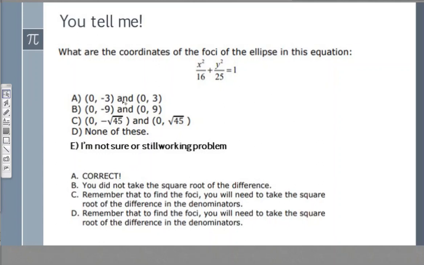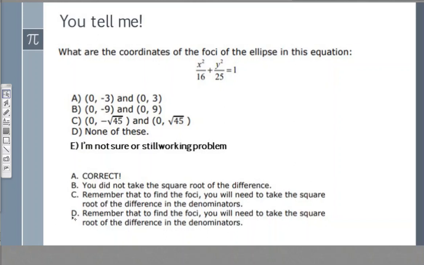B says if you chose B, you didn't take the square root of the difference. And C says remember to find the foci, you will need to take the square root of the difference in the denominators. And then remember that to find the foci for D, you will need to take the square root of the difference in the denominators.